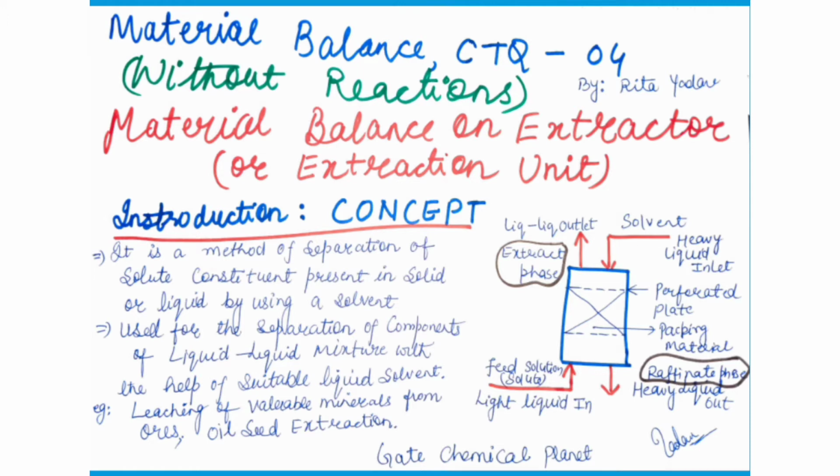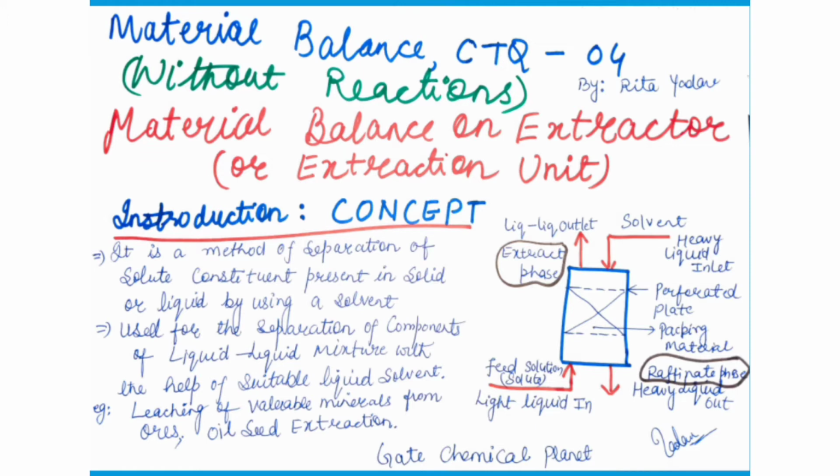So first we will discuss the concept of material balance on the extraction column, or the extraction unit. What is extraction? Extraction is a method of separation of solute constituents which are present in a solid or liquid by using a suitable solvent. Extraction is also used for the separation of components of liquid-liquid mixtures with the help of a suitable liquid solvent. Examples of extraction processes are the leaching of valuable minerals from ores and oilseed extraction.